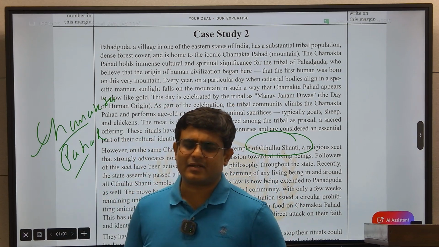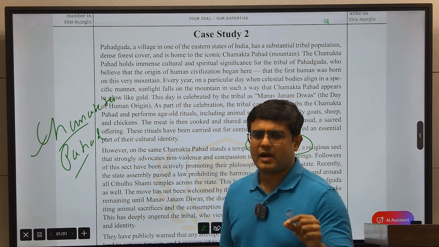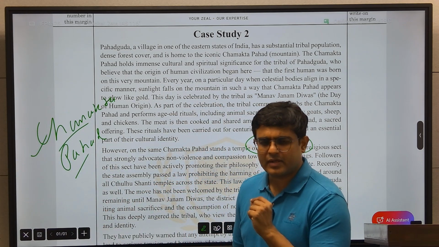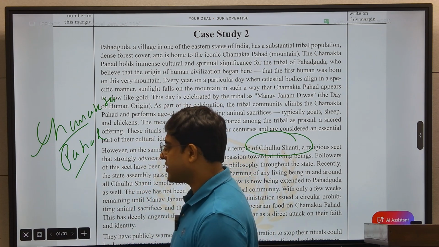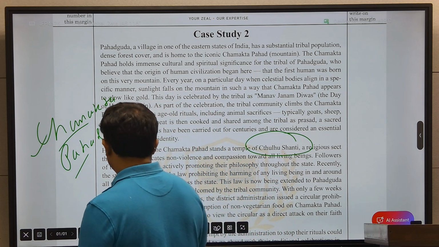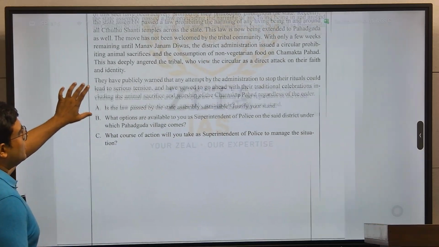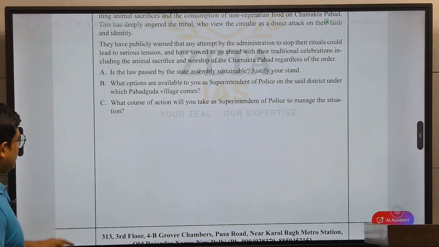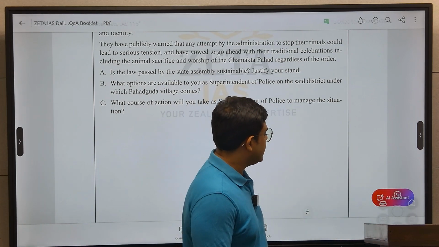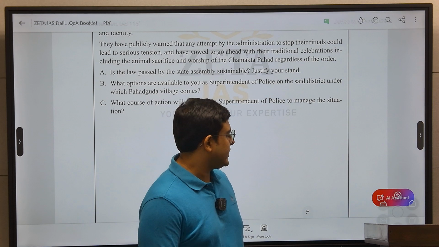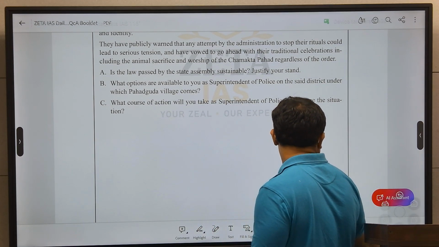And tribals say that no matter what, we will celebrate that Manav Janma Divas on that Pahad, Chamakta Pahad, on that day, and we will kill the animals and cook it and eat it as a prasad. So this is briefly what the case study is. So in the case study, you write in the introduction that the above case study outlines how the law is in conflict with the cultural identity of the tribals, and you give some brief outline about it.